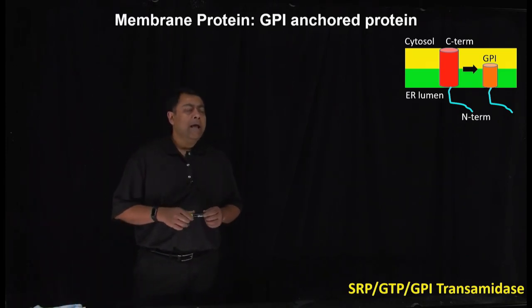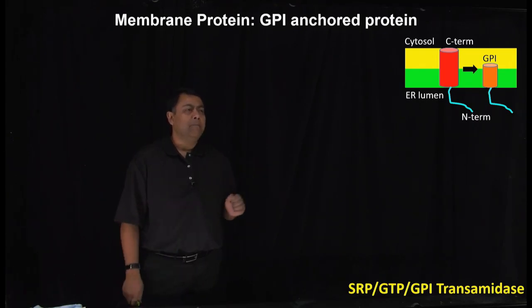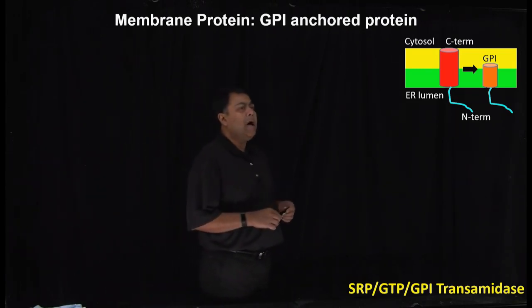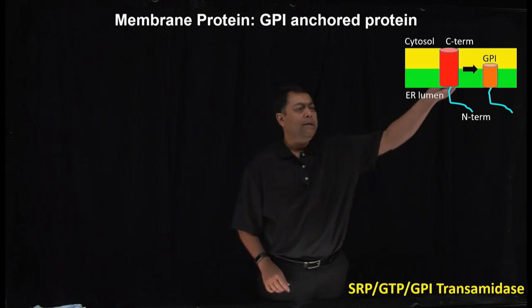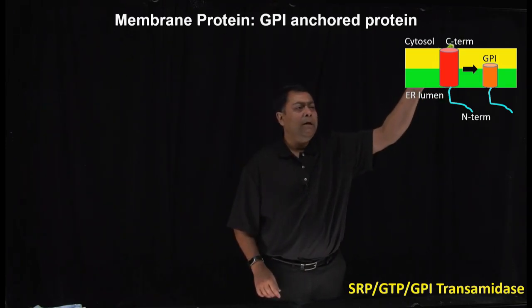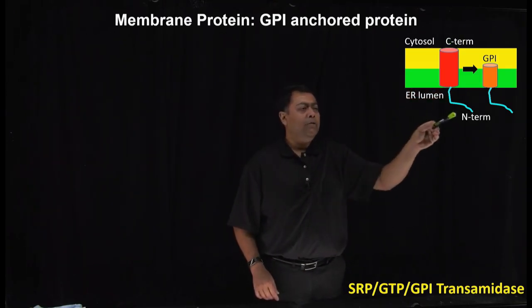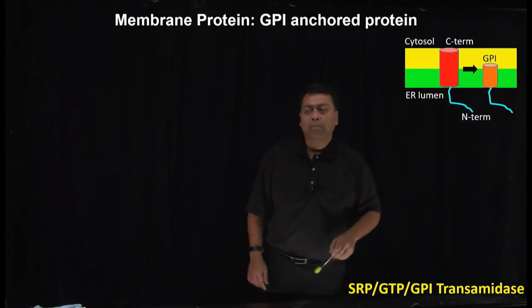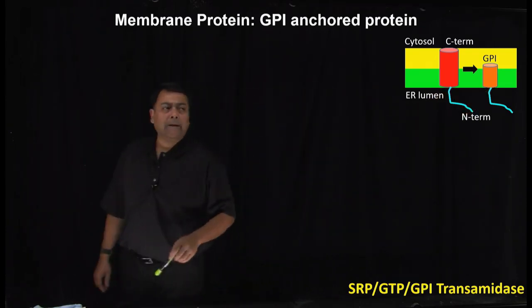So the GPI anchored proteins are membrane proteins which are anchored into the membrane with the glycophosphatidylinositol anchor, which is a membrane lipid. And let's take a look at how they are going to be synthesized. You can see that right here the C terminal is blunt. It is inserted into the membrane. N terminal is in the lumen. And how this whole process is actually going on, we are going to see that.